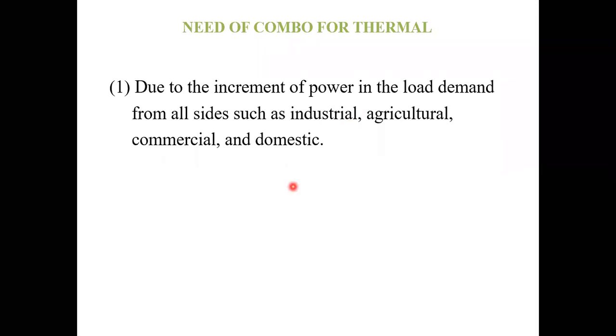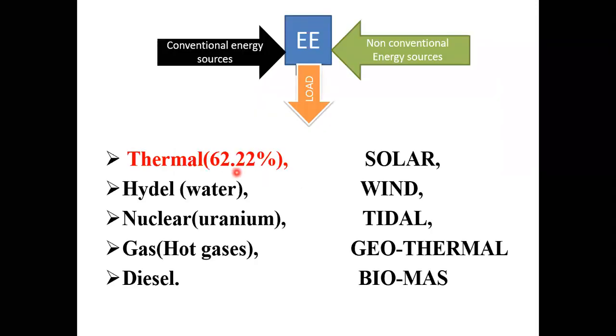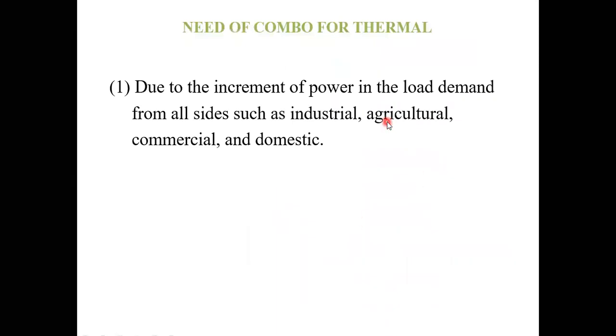Because just now we have seen that the installed capacity of thermal is only 62.22% out of 100%. So we have only 62.22% of installed capacity when the total India capacity is 100%. So that's why, in order to meet our demand, we need to go for one more source. This is nothing but the first point.